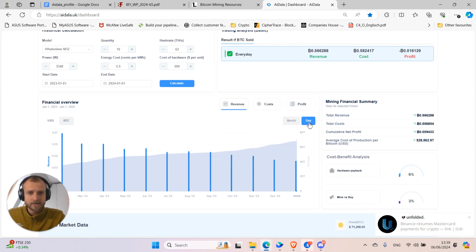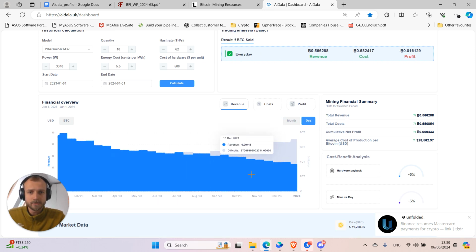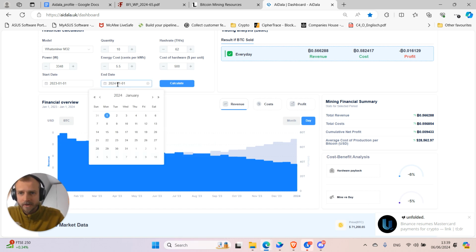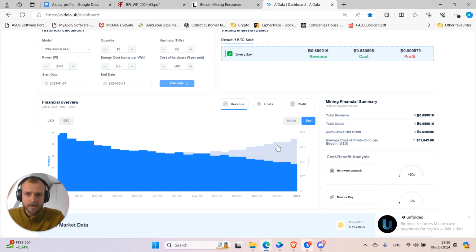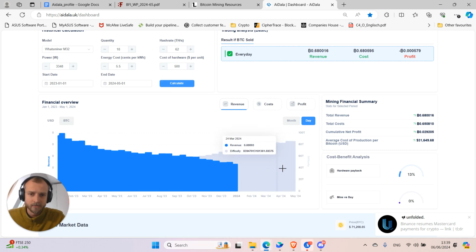You can also look at your daily revenues, and for example, if we set May, you can clearly see the halvening, which was in April, right? So that's the halvening.